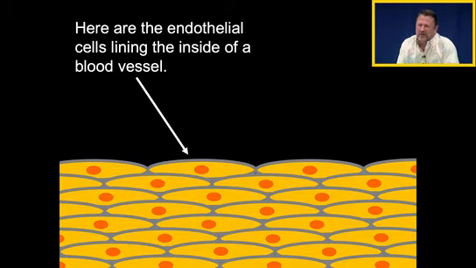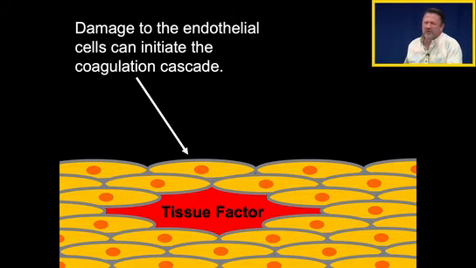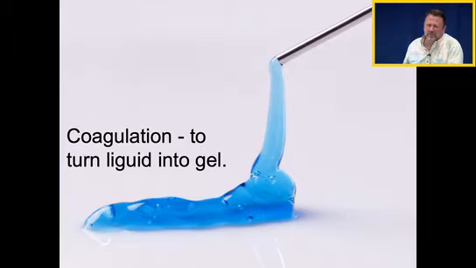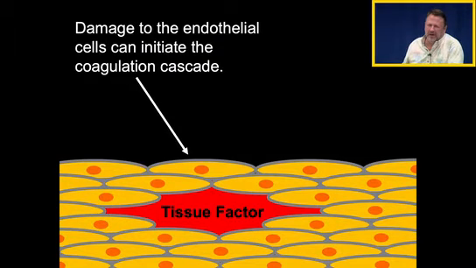All right, so let's talk about how they work a little bit. Here is the endothelial cells lining the inside of a blood vessel. And damage to the endothelial lining can initiate the coagulation cascade. We saw this with the atherosclerosis that formed a plaque, and this is exactly what happened. So here's my endothelial lining, and it will ulcerate when it's sitting on top of a plaque and expose something called tissue factor. All right. And this tissue factor will initiate the coagulation cascade.